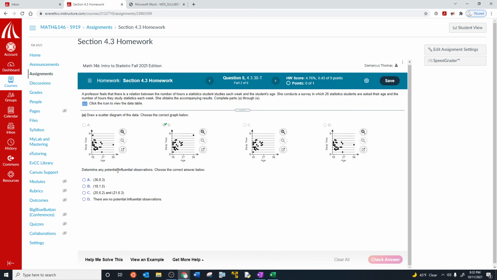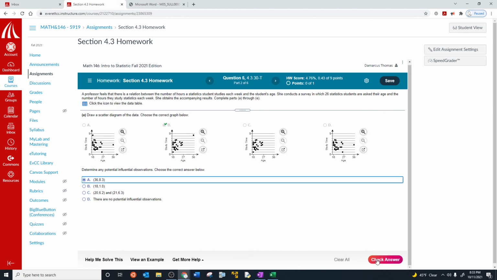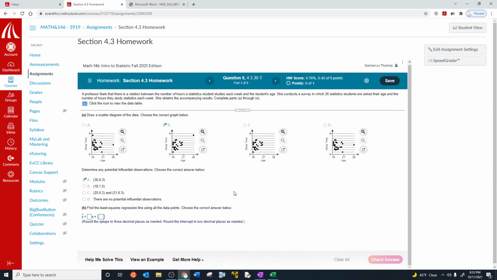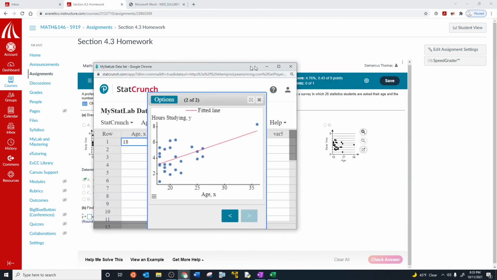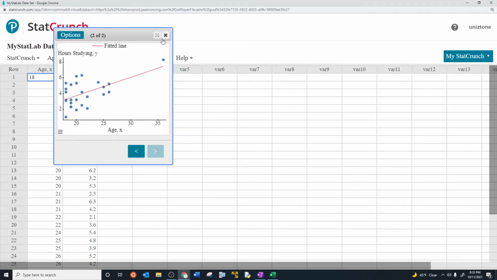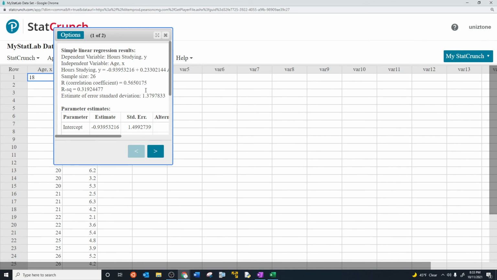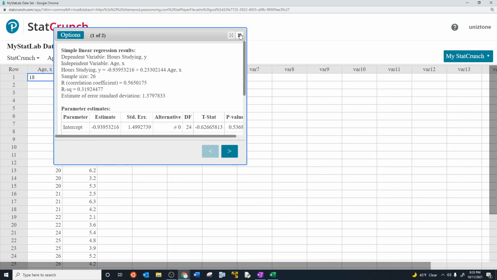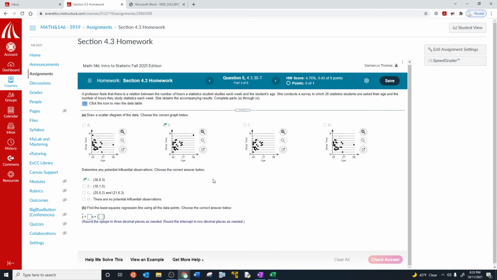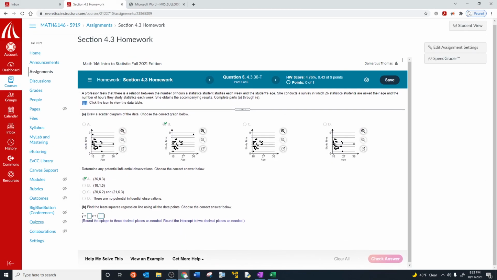Determine any potential influential points. Probably the one that's at 36. Find the least squares regression line by using all the data values. It probably is going to ask you to find it after omitting the outlier as well. But there's our least squares regression line right there, and that's what you would use to answer the question. So this is good practice. Hopefully this was helpful.